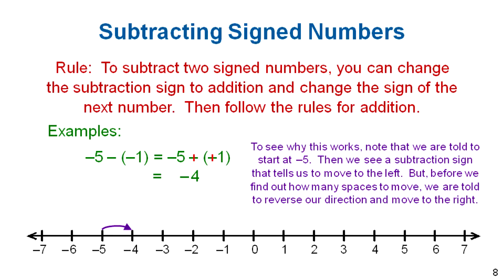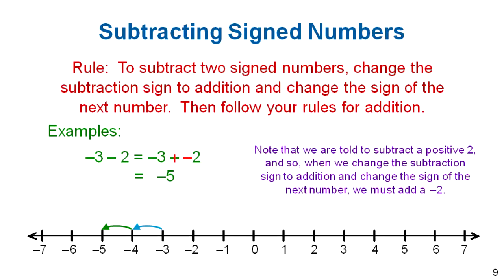To see why this works, note that we are told to start at -5 on the number line. Then we see a subtraction sign, which should tell us to move to the left. But before we see a number that tells us how many spaces we are supposed to move to the left, we see a negative sign that tells us to reverse our direction and move to the right. So, to work this problem, we need to start at -5 and move one space to the right. Note that this is exactly what we should do if we want to add -5 plus +1.